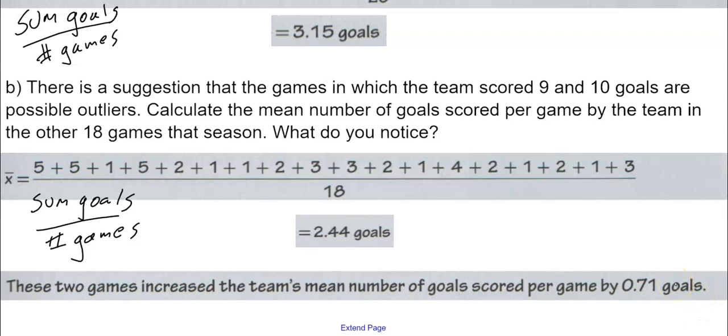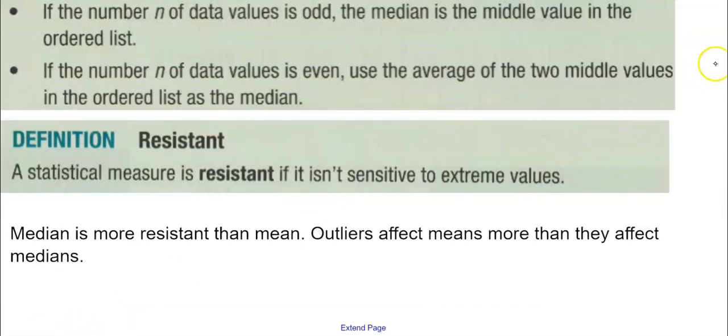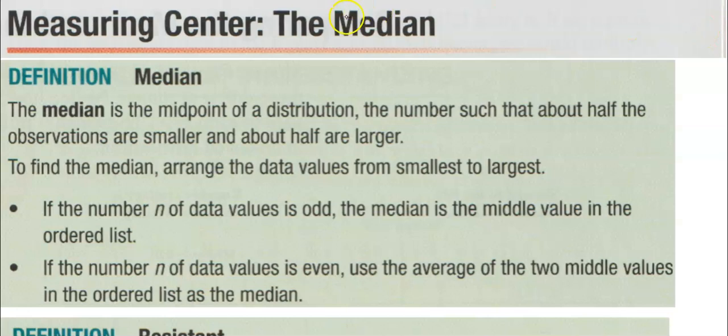That's what I noticed. If I keep the 10 and the 9 in, my average is significantly higher. And what we're going to find out later is that this leads me to believe that 9 and 10 are outliers because my average changed. Now, when we have potential outliers, we don't like to use the mean. We like to use something called the median, because we find out that the mean is not resistant to outliers, whereas the median is. So median, you may have done this in other algebra classes.